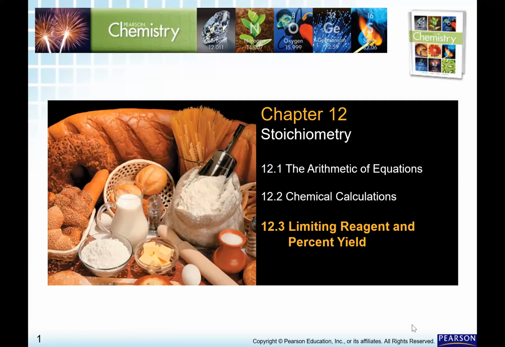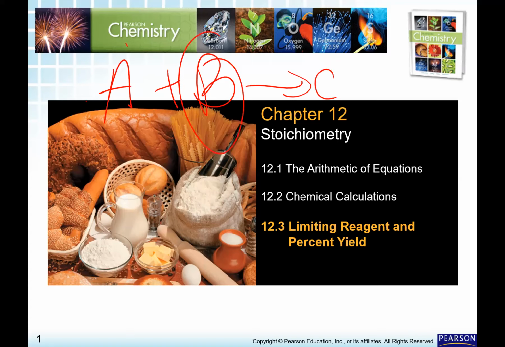This is 12.3, which is called the limiting reagent and percent yield. What does limiting reagent mean? It is the reagent that will be consumed first in a chemical reaction. A reacts with B to produce C. You have a certain quantity of A and a certain quantity of B. Surely one of them will be consumed first. The one which is consumed first determines how much C we can produce.